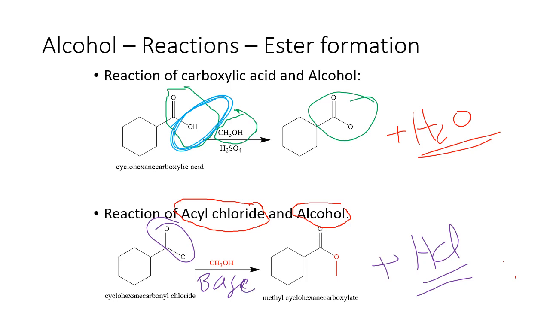Again, to prepare an ester, the best and most common way is usually to use an acyl chloride. Acyl chloride plus alcohol will produce an ester, and this is the ester functional group as you can see over here. Clear? Now, mechanism wise, how will the reaction happen? Briefly we will see the reaction for both the carboxylic acid and alcohol and for acyl chloride and alcohol.